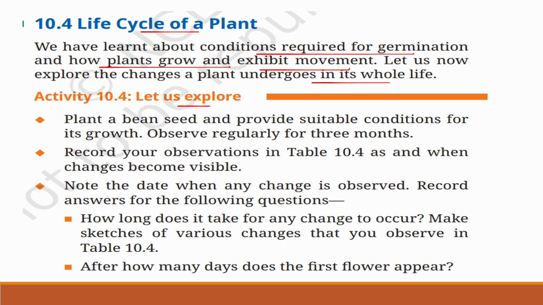Let us explore. Plant a bean seed and provide suitable conditions for its growth. Observe regularly for 3 months. You plant a bean seed, and you have to provide suitable conditions for its growth. You have to give water, essential nutrients, sunlight, etc.